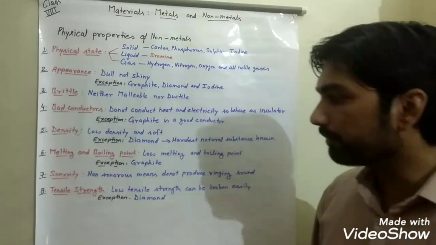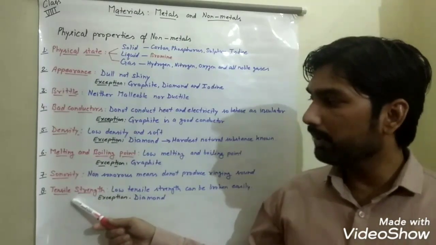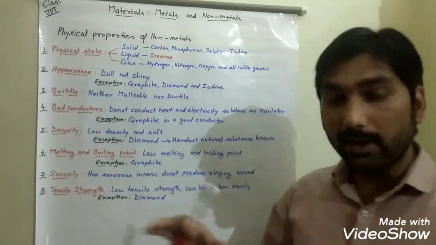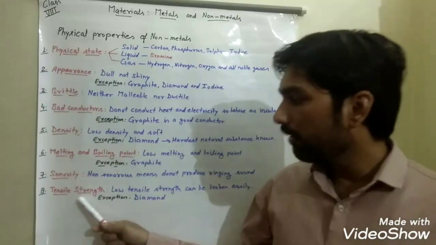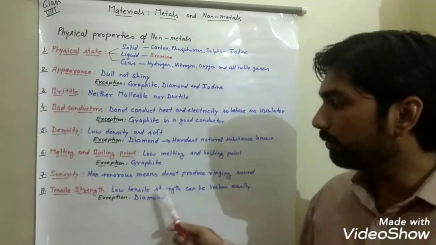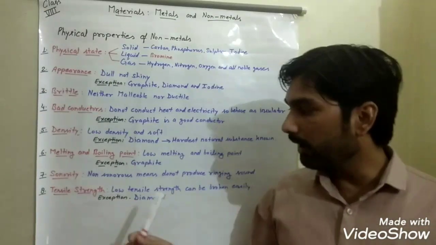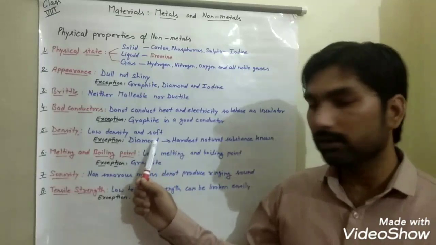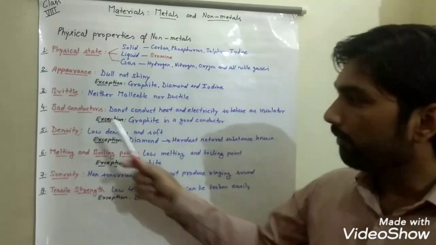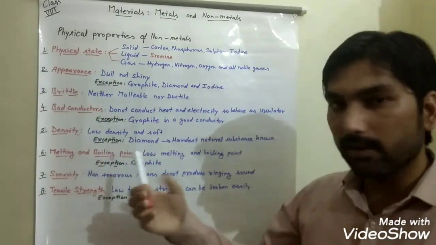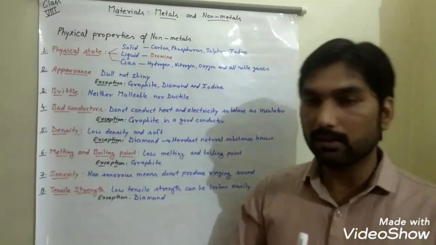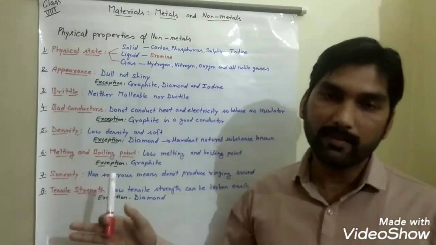and that's why these are not used in bells that we use in our daily life for different purposes. So the last one is what? Tensile strength. All the metals have very high tensile strength, but these non-metals have very low tensile strength, and that's why they can be broken easily. But again, diamond, which is the hardest substance, has very high tensile strength, and this is because its molecular arrangement is very compact, and this is the reason its tensile strength is high.